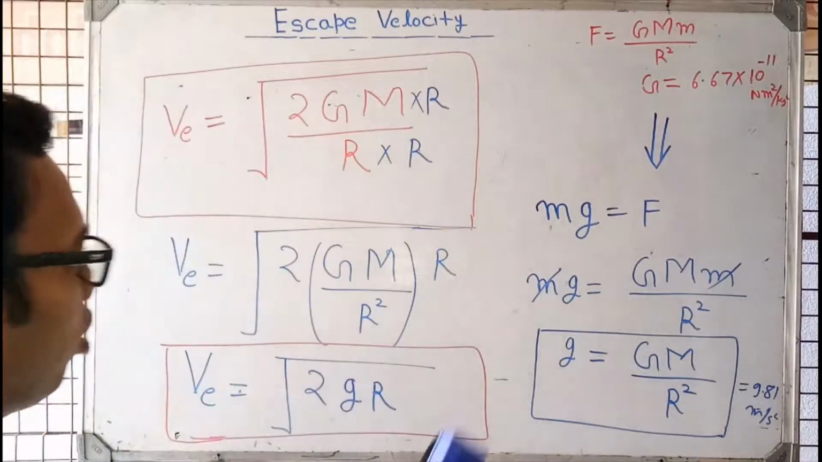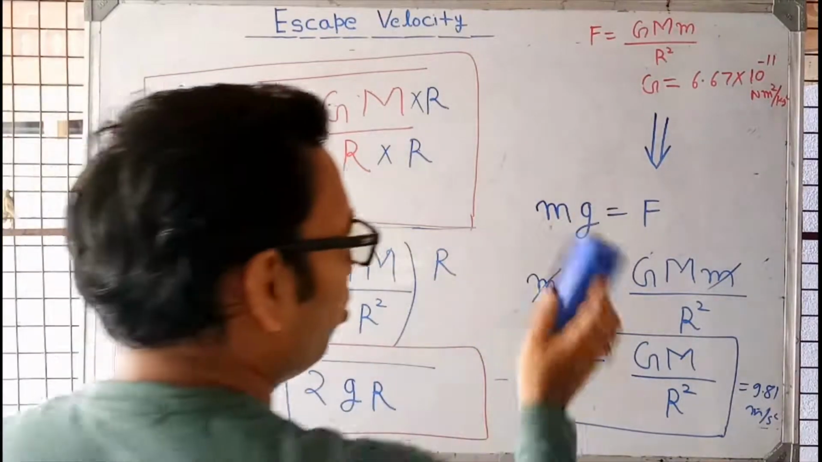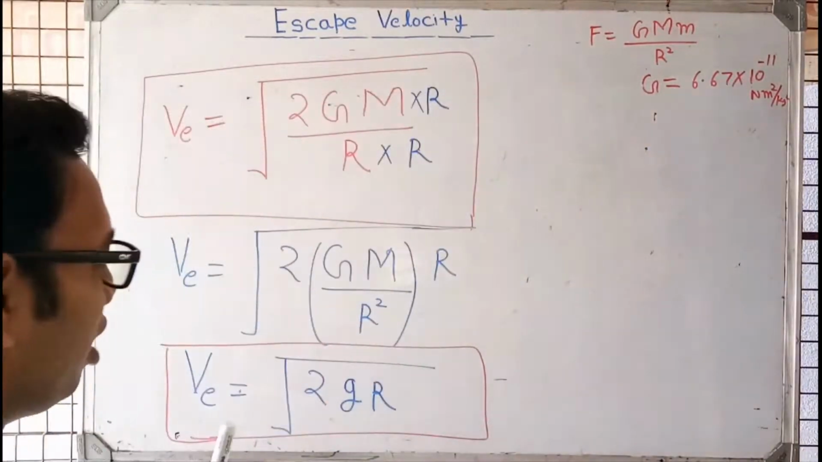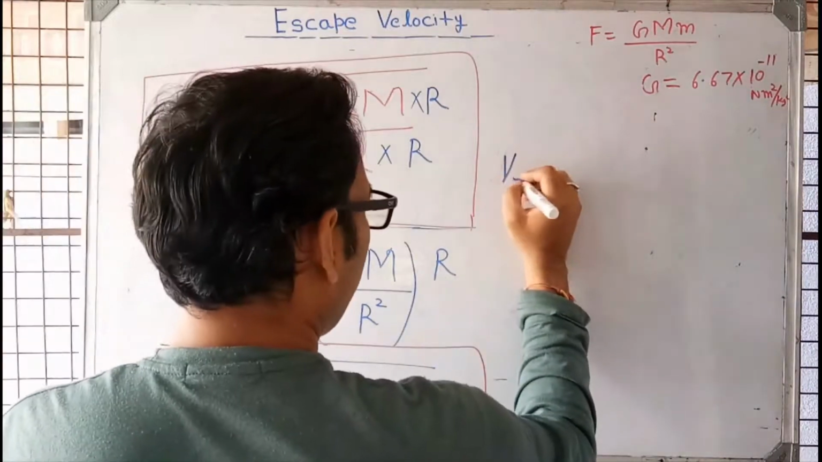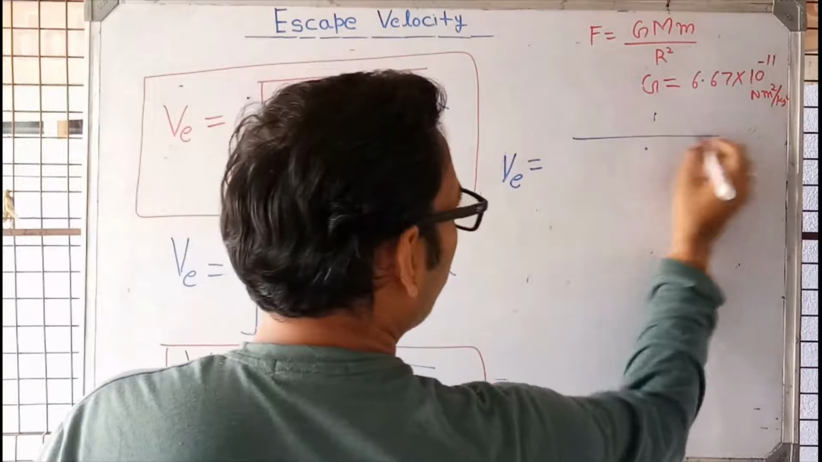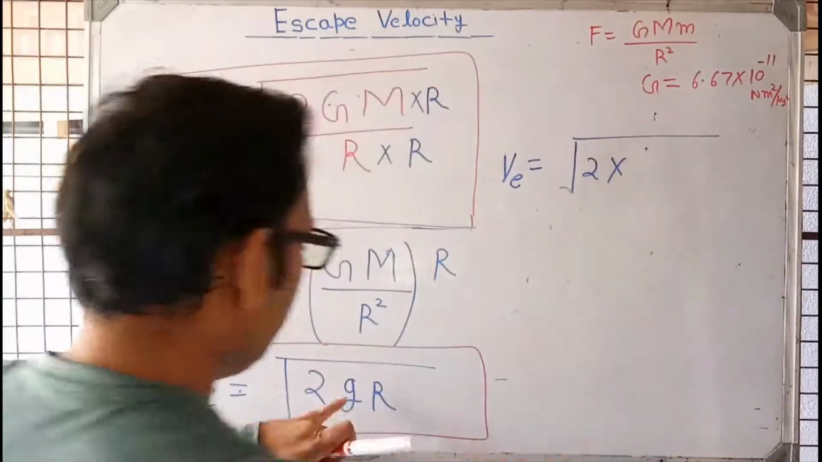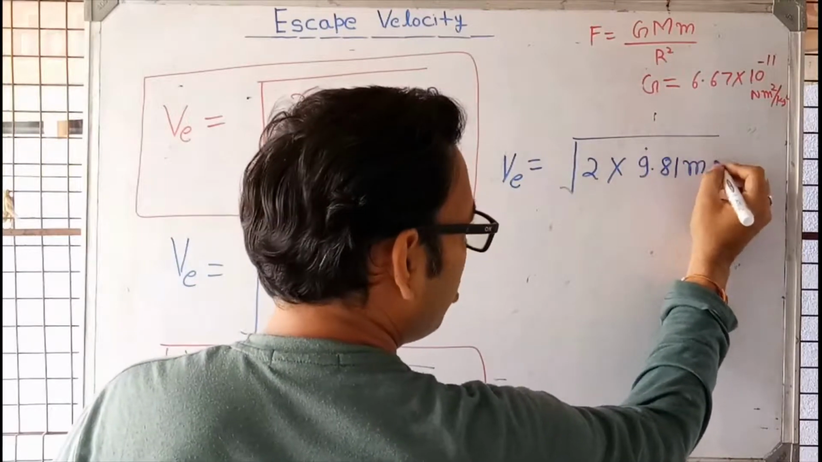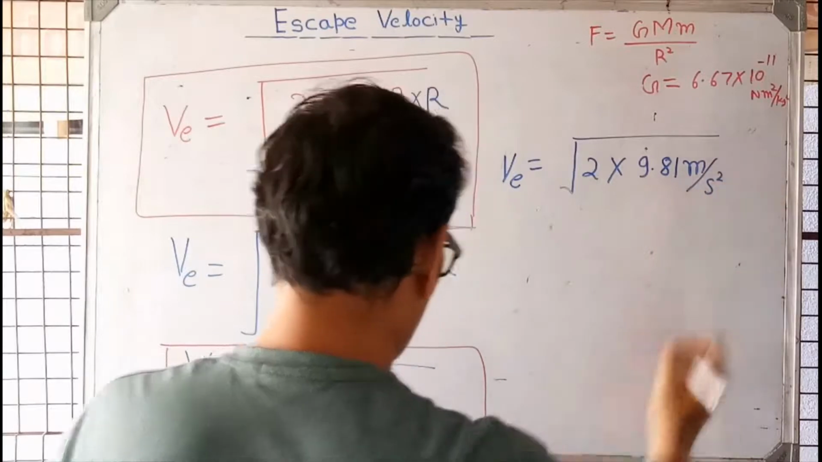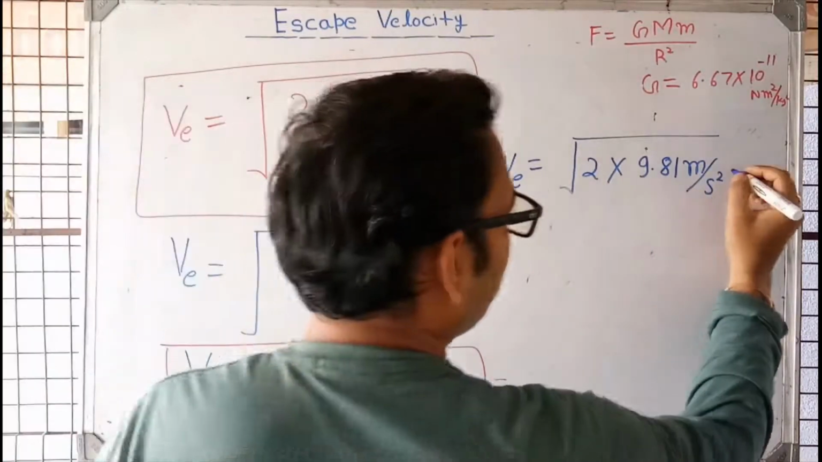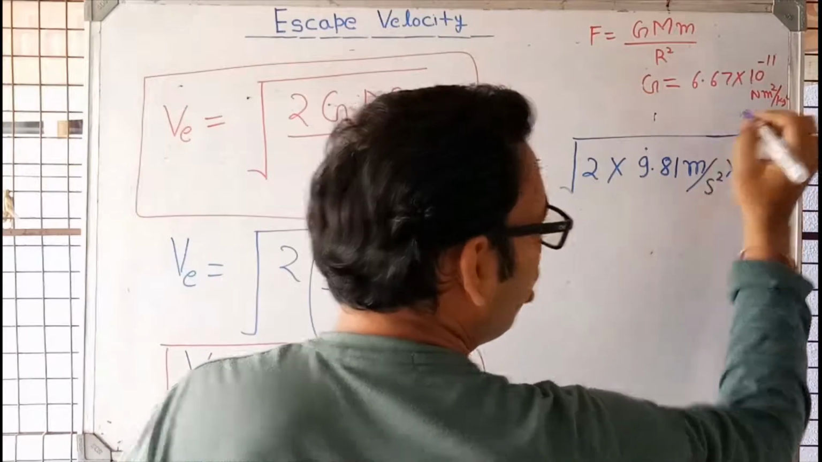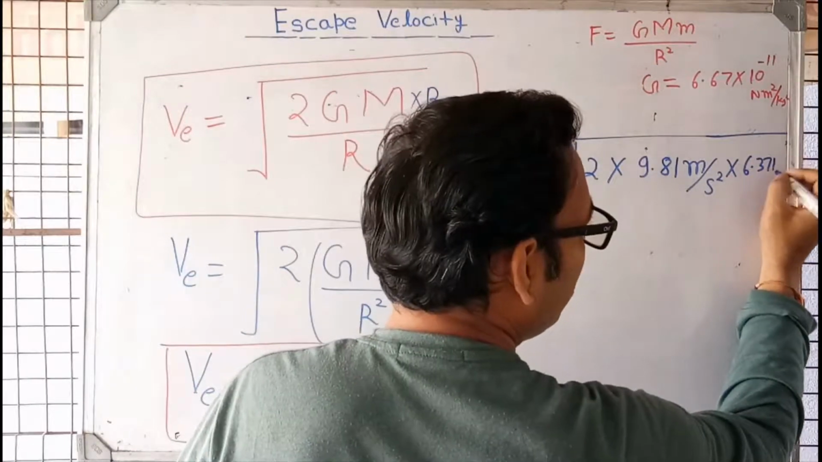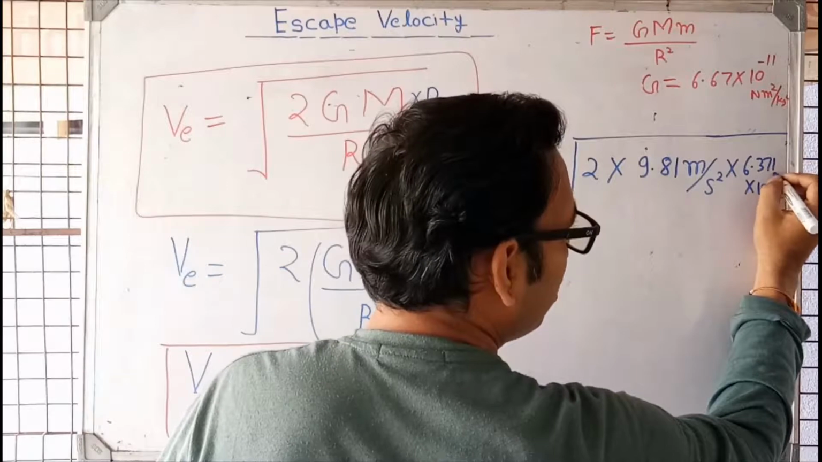Now we will calculate this velocity. I think you have noted this down. So we will calculate this value. VE is equal to under root 2 into g. g, as I told, is 9.81 meter per second square, multiplied by the radius of the Earth. The radius of the Earth is 6.371 into 10 to the power 6 meter.